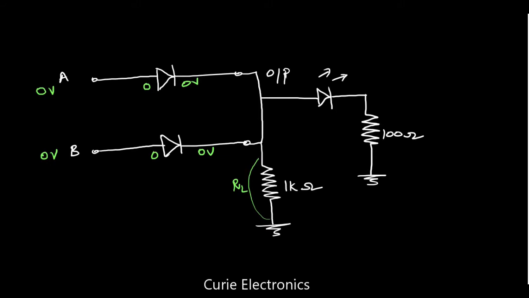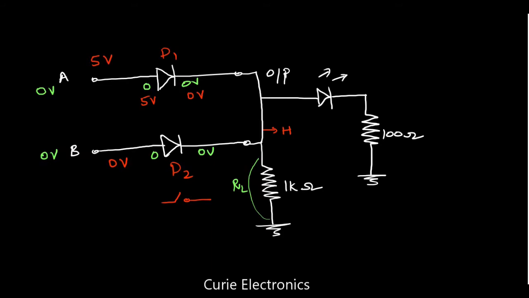Now what happens if one of the inputs is high? Let the diodes be D1 and D2. To D1, I will give 5 volt, and to D2, I will give 0 volt. D2 will act like an open switch, and D1 will act like a closed switch. Because the cathode is at 0 volt, but the anode is at 5 volt, it acts like a closed switch, and here we get logic high. When logic high comes, our LED turns on. So it is working like an OR gate.